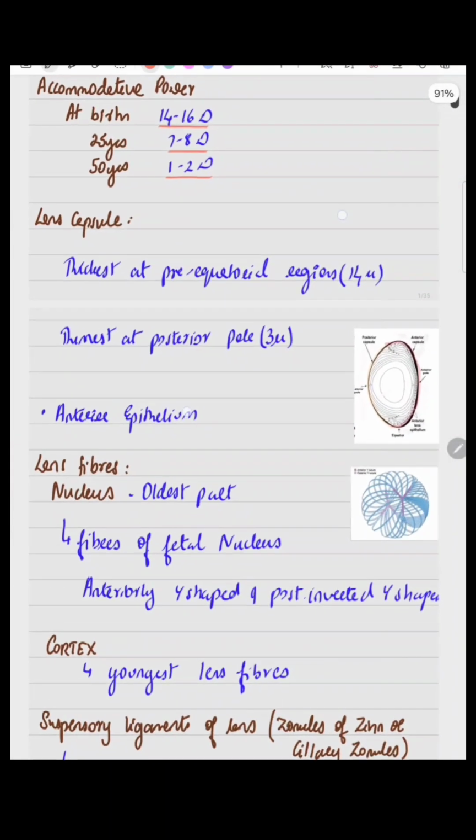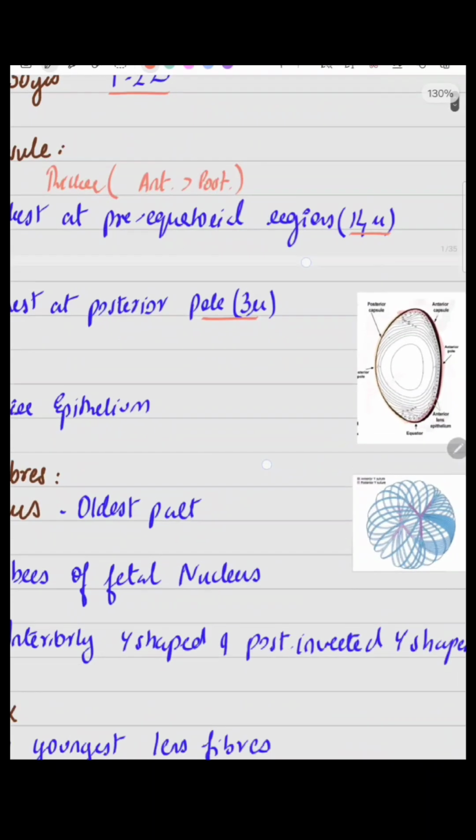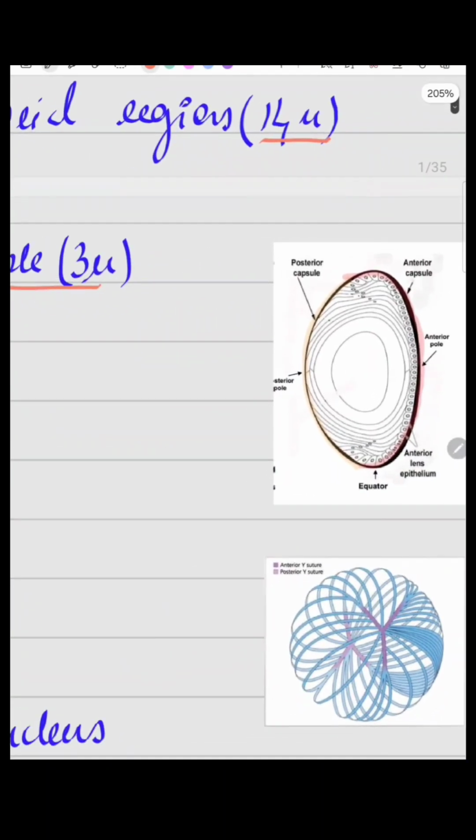Lens capsule: it is thicker over the anterior surface than the posterior surface, and it is thickest at the pre-equatorial region, that is 14 micrometers, and thinnest at the posterior pole, that is 3 micrometers.